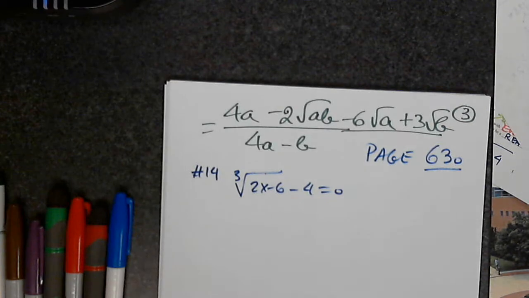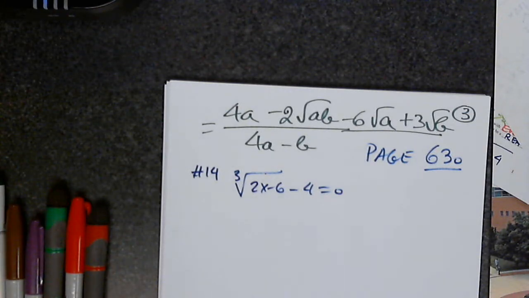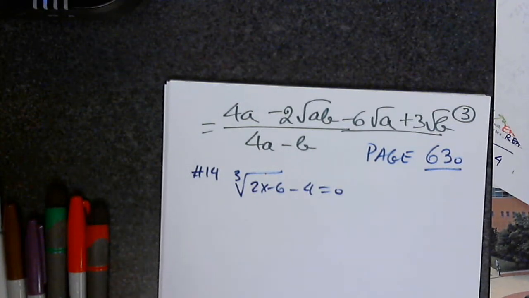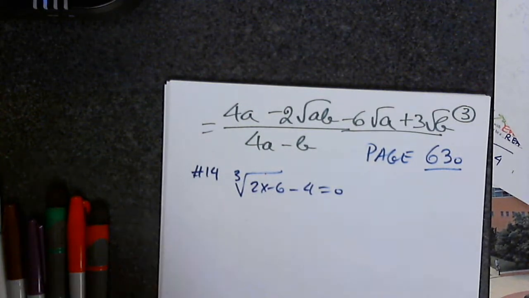So I'm asked to solve this equation, and my first question to myself is, what type of equation is it? Because if it's linear, I do one thing. If it's absolute value, it's a different thing. If it's radical, it's a different thing. If it's quadratic, a different thing, and so on and so forth. So what type is it? Radical, right? Good. So I have to isolate the radical.